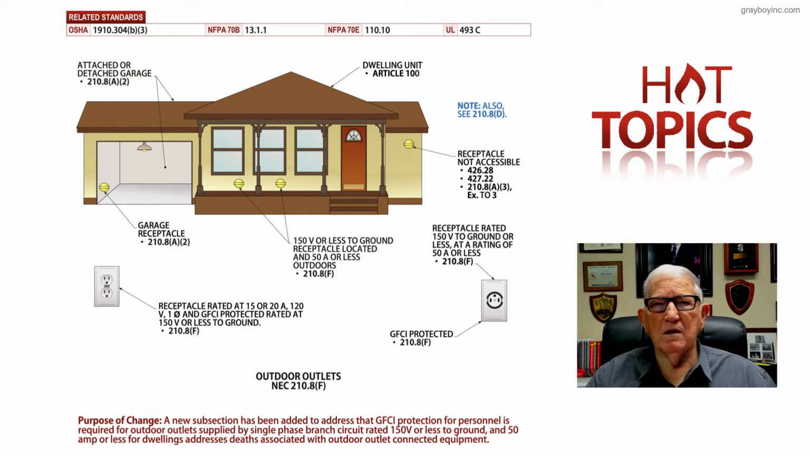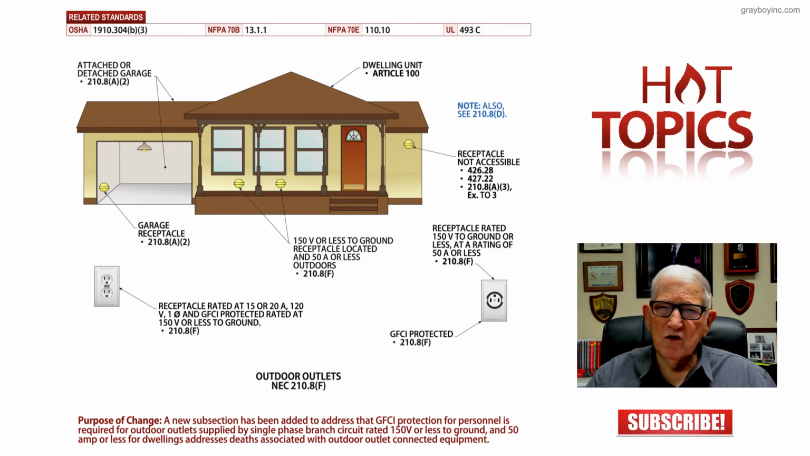And now we would like to just look at some illustrations here, basically 3, and maybe tie this hot topics together so that you can review everything and see just exactly what would be your interpretation of the rule. Now notice the purpose of the change in the first illustration, which is outdoor outlets 210.8(F) of the NEC, which is basically on page 63 of the NEC.